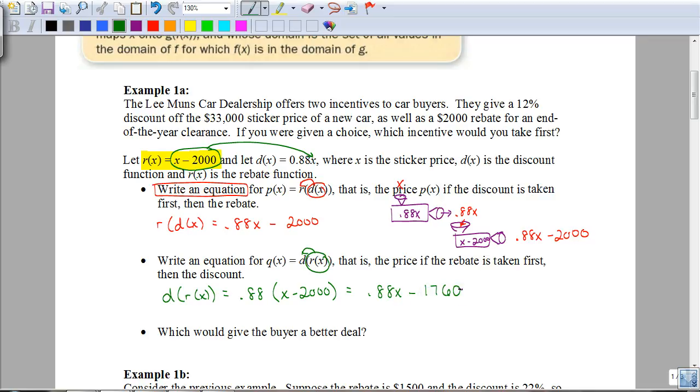So now the third part says, well, which would give you the better deal? Well, let's compare these two functions. If you notice, both of them start out by taking 0.88 times whatever x is. But in the first one, we're going to be saving 2,000 after that. With the second one, it ends up being that we save $1,760. So which would give the buyer a better deal? It would be the first one. And that was where the discount was taken first.